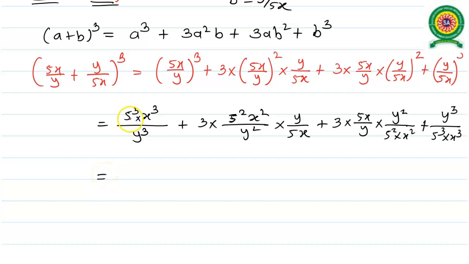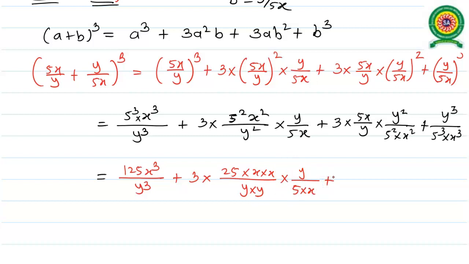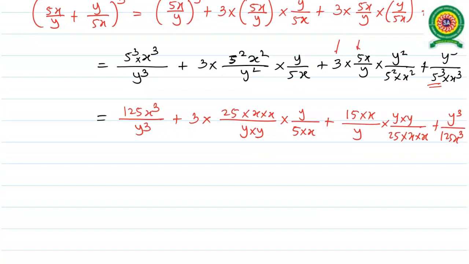So 5 5s are 25, 25 5s are 125 x cube, y cube as it is, plus 3 into 5 square becomes 25 into x square as x into x divided by y square as y into y, divided by 5 into x as it is, plus now 3 into 5, 3 5s are 15, into x divided by y into y square becomes y into y, divided by 5 square becomes 25 into x square as x into x, plus y cube divided by 5 5s are 25, 25 5s are 125 times x cube. Let us simplify now.